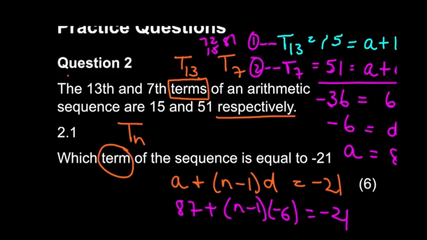We can see that the 13th is 15, so it's decreasing. So it's got to be a term that's more than 13, because we're seeing that it starts with a high value, it gets lower and lower because we're adding minus 6 all the time.